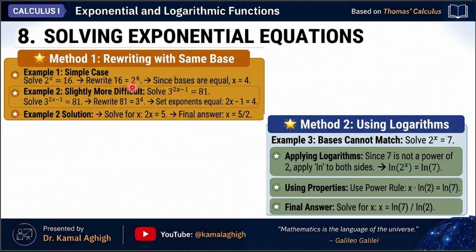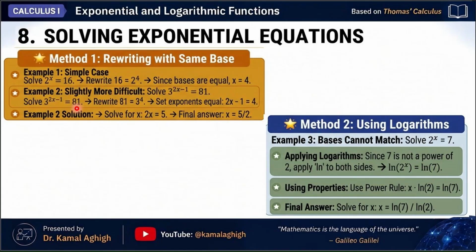Now, both sides have the same base. Therefore, the exponents must be equal. This gives us x equals 4. Now consider a slightly more difficult example: 3 to the power of 2x minus 1 equals 81.